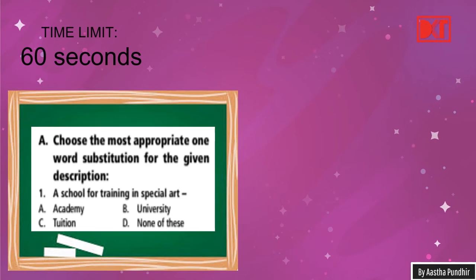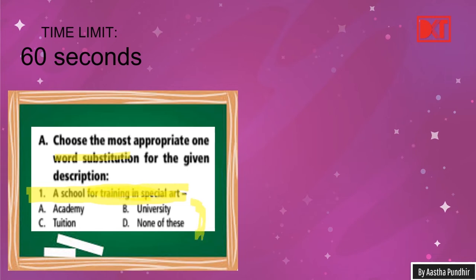Alright, now we start off here with the questions on one word substitution. This says choose the most appropriate one word substitution for the given description. You're given a description, a group of words or a sentence, which has to be replaced with one of these words. Let's see.